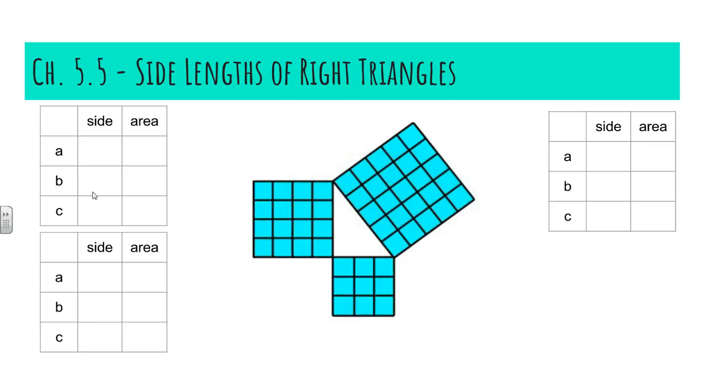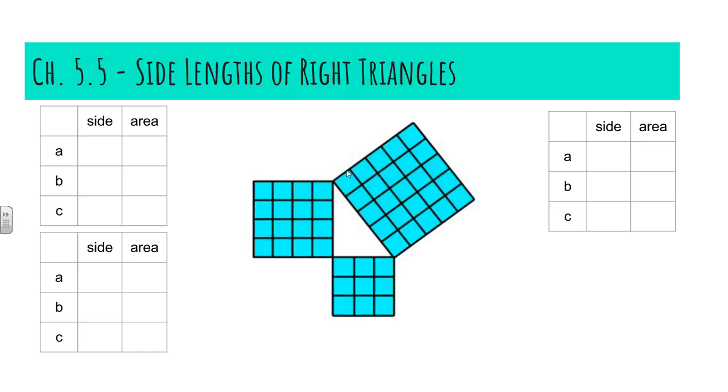The side length of B is 4. 1, 2, 3, 4. So right here, put a 4. The side length is 4. That means it's 4 this way, 4 this way. So my area is 4 squared, or 16. 4 times 4, or 4 squared, or a total of 16. So right here you can put 16.